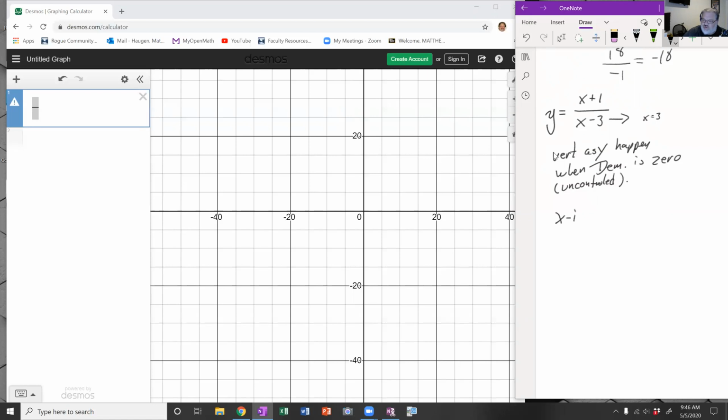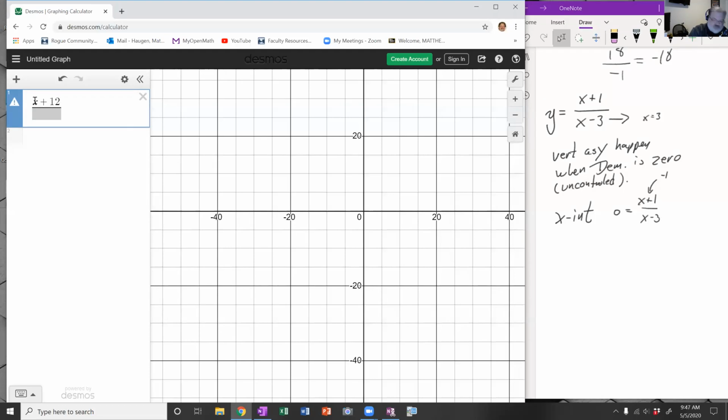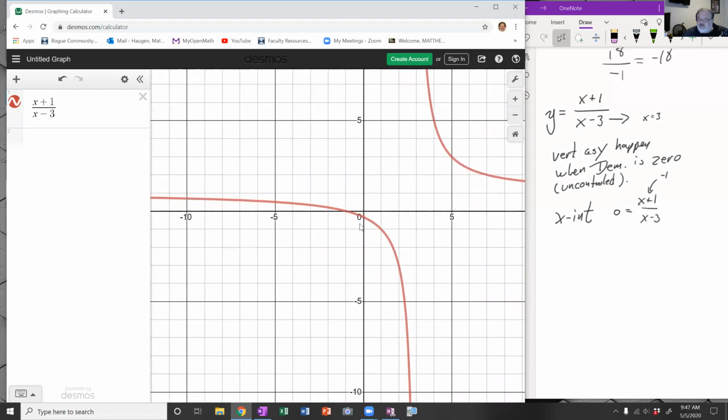What about x-intercepts? Where is the function itself going to be 0? -1. Yeah. The only way for this to equal 0 is for the numerator to equal 0, again, as long as it doesn't also make the denominator 0. That -1 doesn't make the denominator equal to 0, so it is going to make an x-intercept. And if we graph that, we should see that. x plus 1 over x minus 3. So we get an x-intercept at -1. Good. And we got that vertical asymptote occurring at x equals 3. Is that fair?